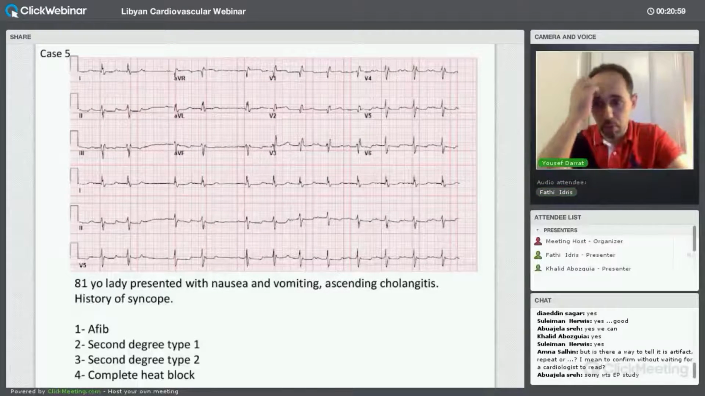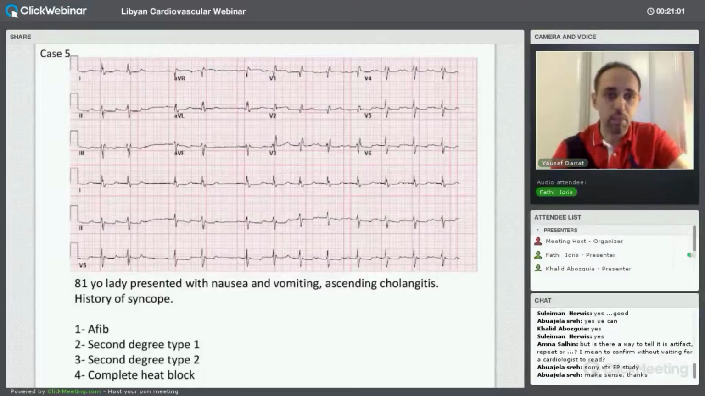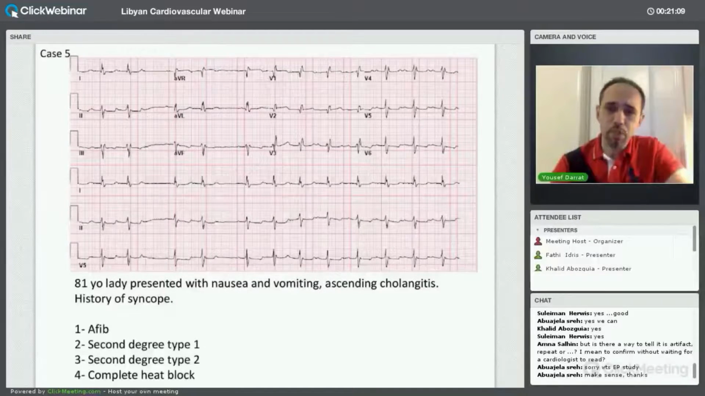So let's go and move on to the next case. Case number 5, an 81-year-old lady presented with nausea and vomiting. She was sick. She had ascending cholangitis, but she reported that she's been having some syncopal spells at home. We had to see the patient, and this is a 12-lead EKG. They were concerned that the patient may need a pacemaker. Please take a look.